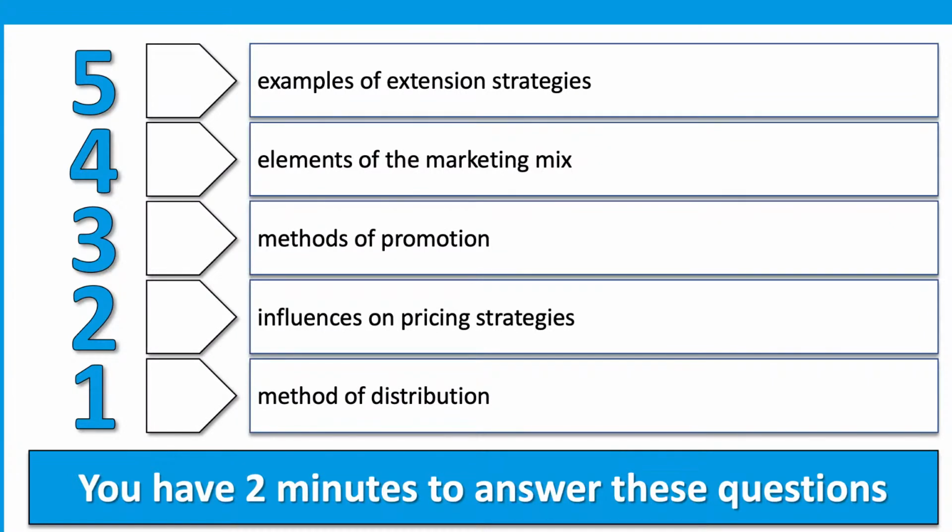4 elements of the marketing mix. 3 methods of promotion that a business might use. 2 influences on the price that a business might charge, and finally 1 method of distribution. Right, I can see some answers coming through the chat window. It's good to see.